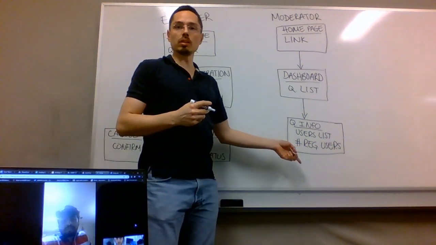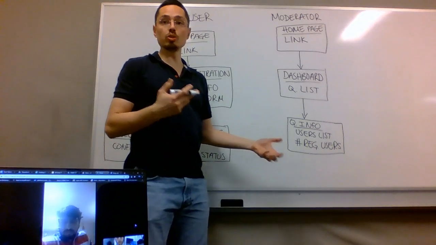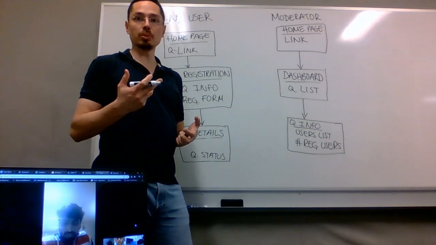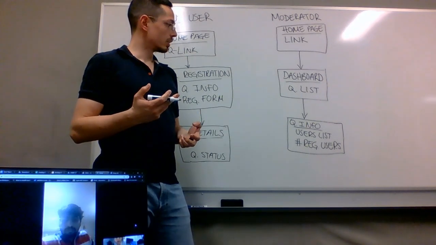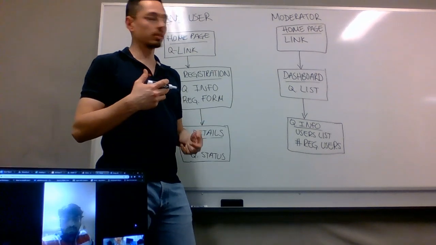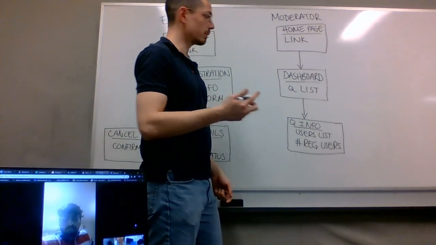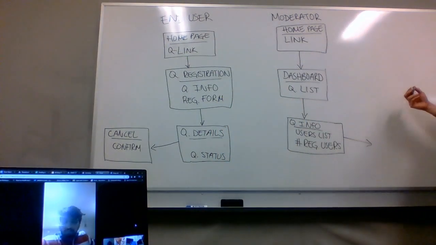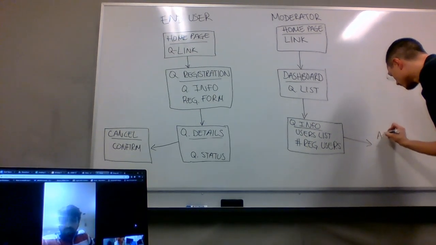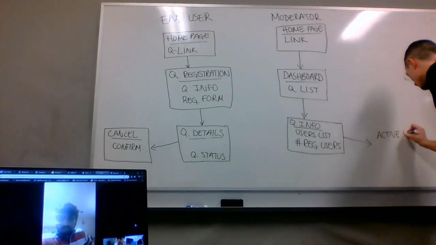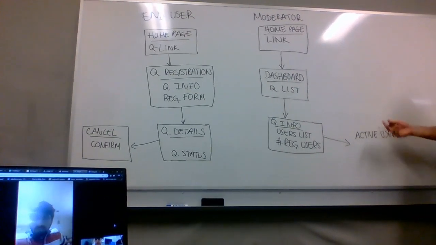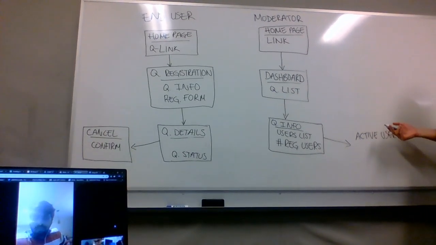From here, if the moderator is going to do something with the queue, it's actually going to fetch the next person in the queue. That's going to bring the moderator to another page, right? So from here, we can go to the active user, which will bring the information of the user that is being served.